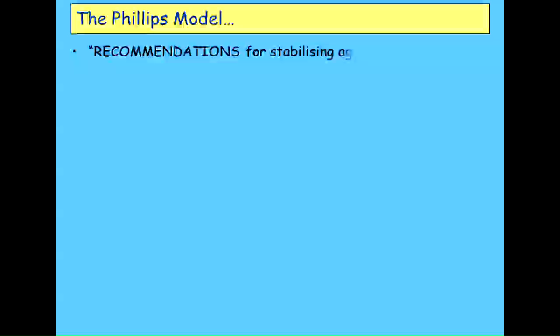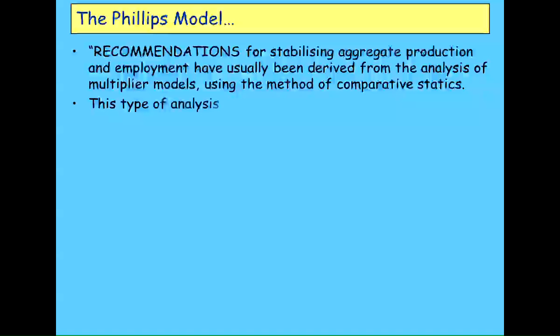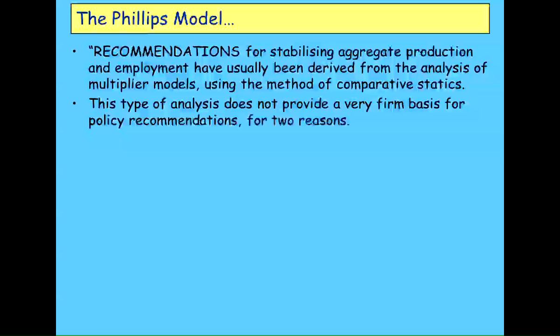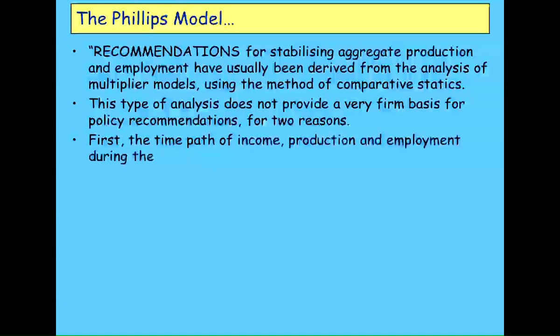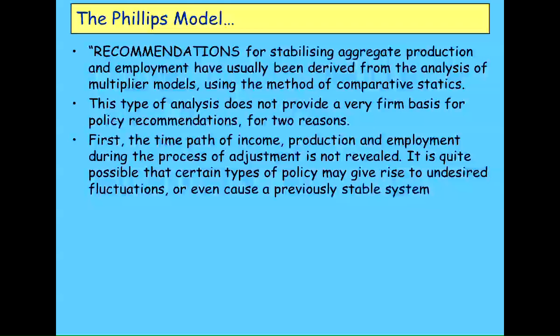And this is his argument about why one should do dynamics rather than statics. He's saying recommendations for stabilising the economy have mainly been derived from multiplier models using comparative statics, which are still being taught 40 years later. He said that type of analysis doesn't provide a very firm basis for policies for two main reasons. The first is the time path is not even discussed, and as he points out, the actual time path can be far different to the equilibrium the model might get, the simple static model you're using. And you might get fluctuations, you might turn a stable system into an unstable one.